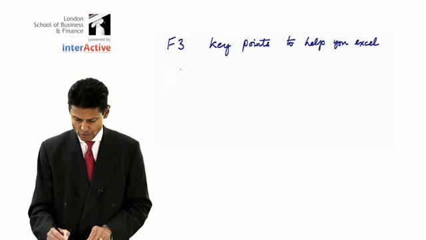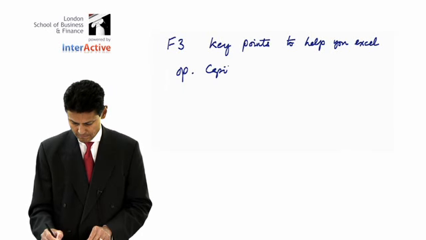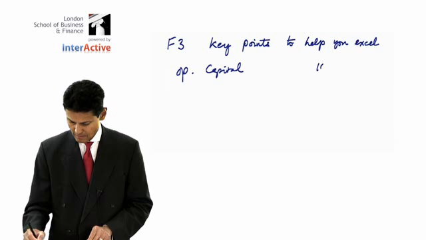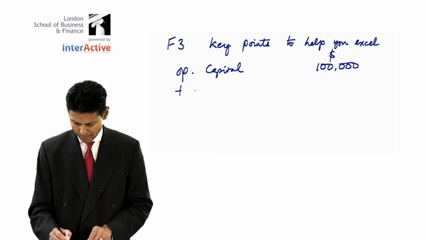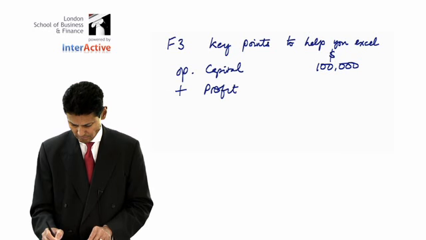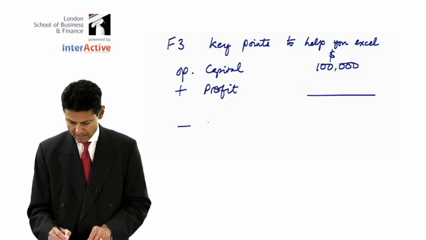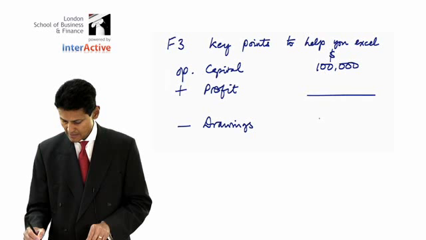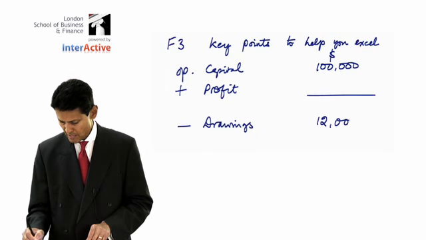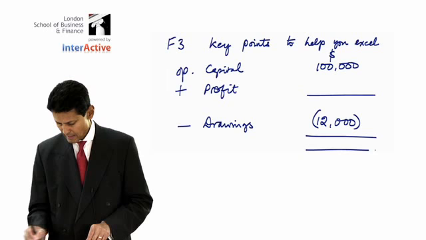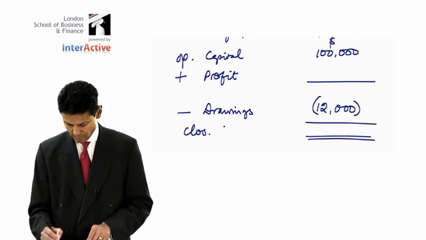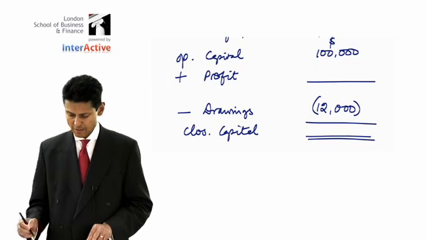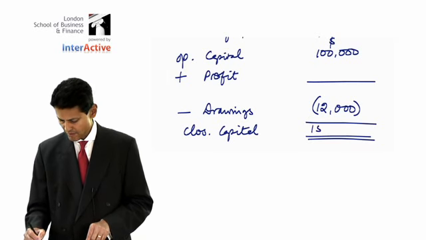Let us say that your opening capital is $100,000 plus your profit. At this point, I don't know what it is. Leave a line, minus your drawings, money withdrawn by this proprietor, maybe say $12,000, $1,000 a month. And if the question gives you the closing balance, or you can work it out as, say, 150.